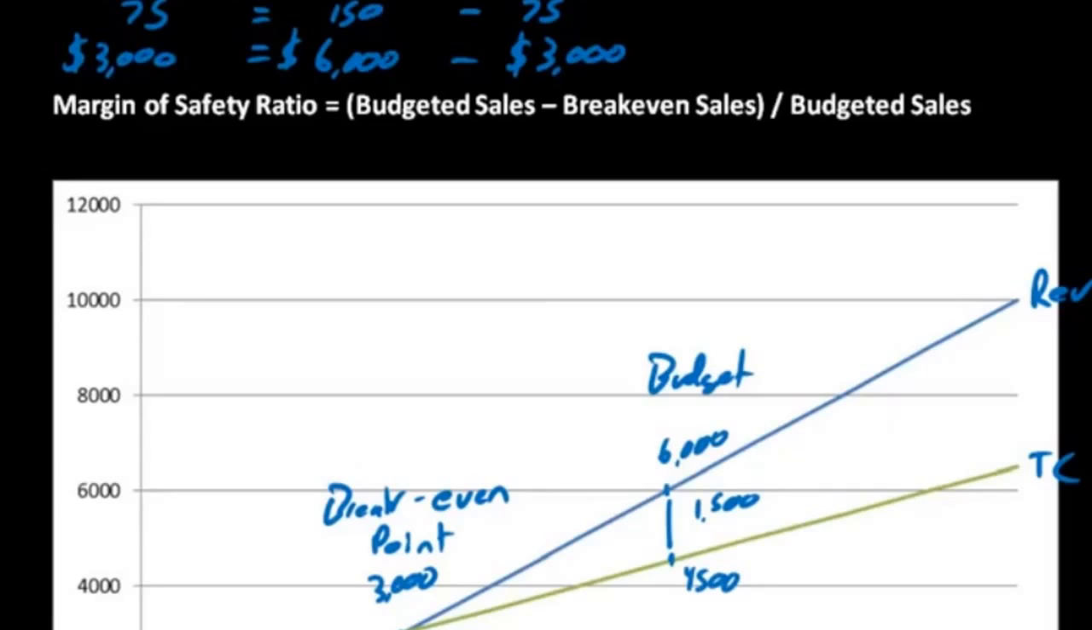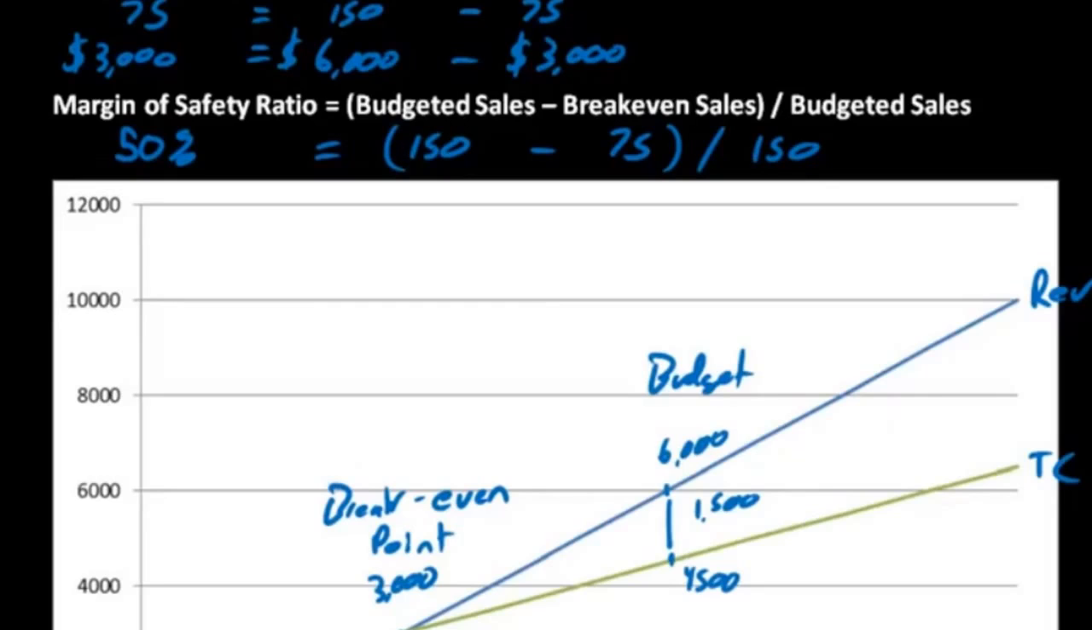Often the margin of safety is expressed as a ratio. That's just the budgeted sales minus the break-even sales, divided by the budgeted sales. You can do the ratio in dollars or units, and you're going to get the same answer either way. So budgeted sales in units was 150, minus break-even sales, which was 75. We divide that by budgeted sales, which was 150, and you get a ratio of 75 over 150, or 50%.